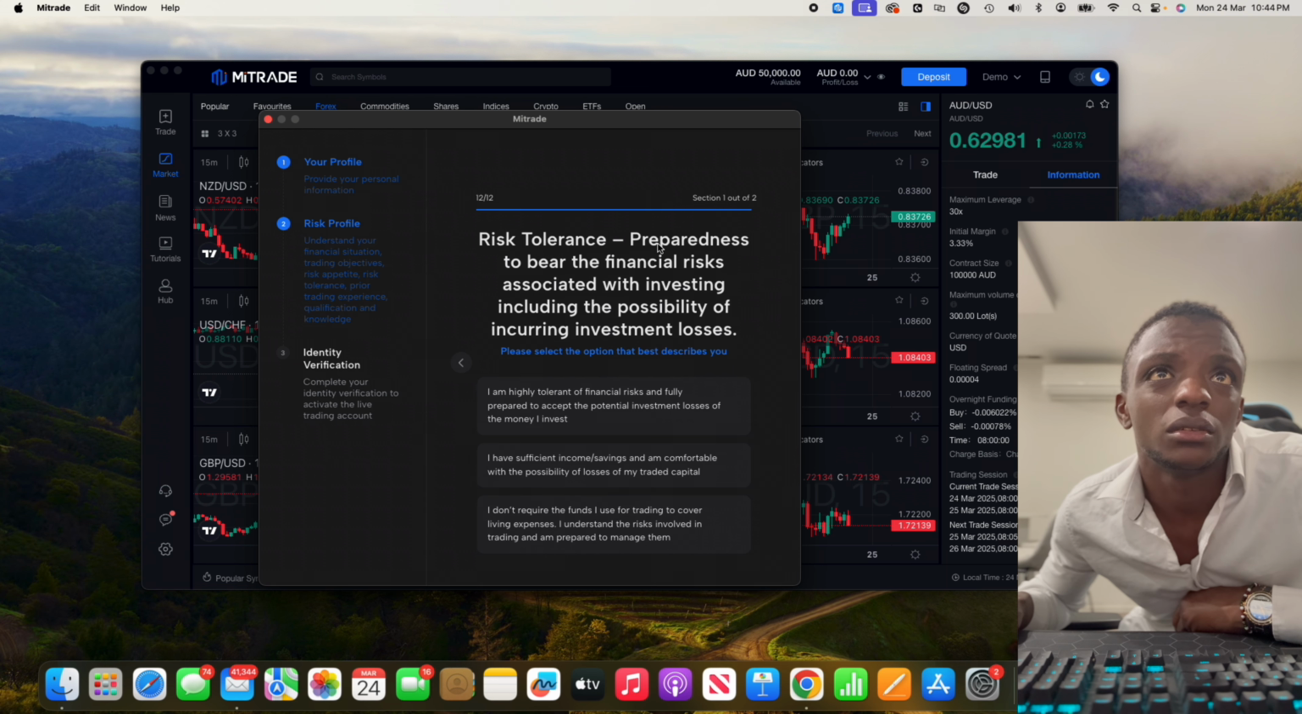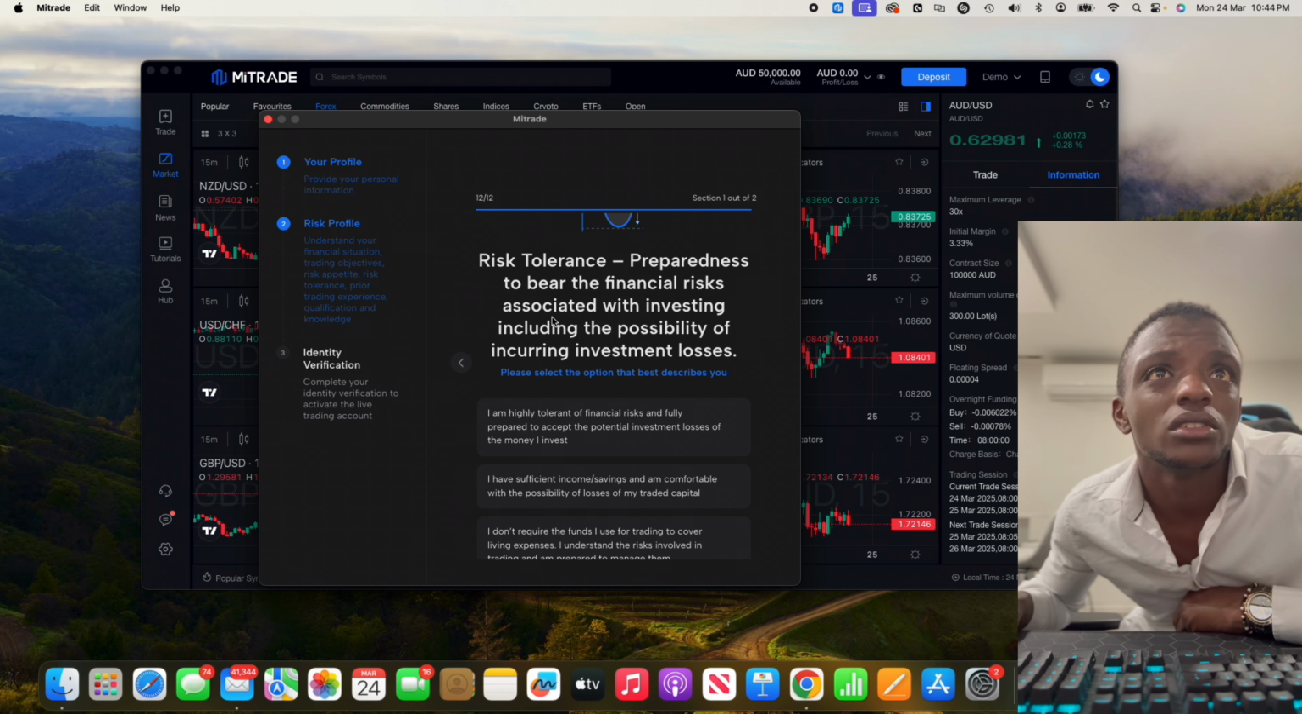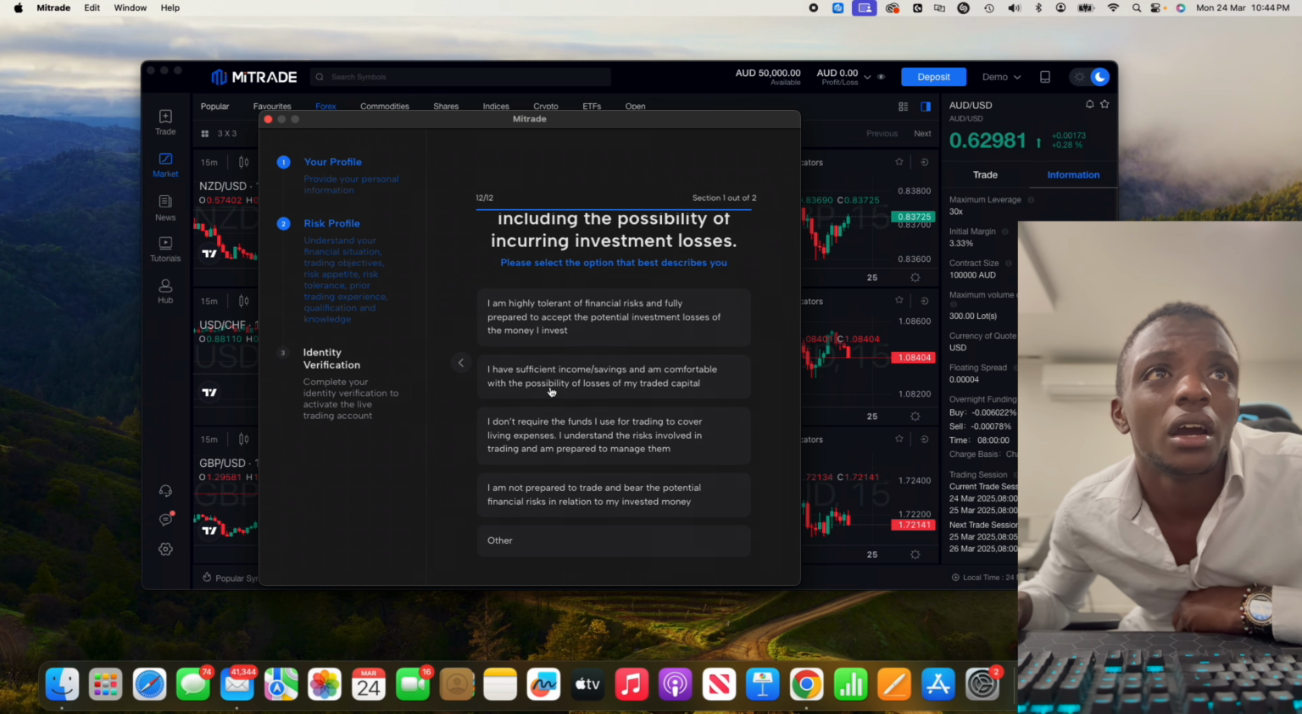Risk tolerance, preparedness to bear financial market risks associated with investing, including possibilities of incurring investment losses. So risk tolerance. I am highly tolerant and fully prepared to accept the potential investment losses. Yep. I have sufficient. So no, I don't require funds, I use trading to cover my. No, you don't want to click that. I'm not prepared for trading. No. So it's obviously going to be the first one.